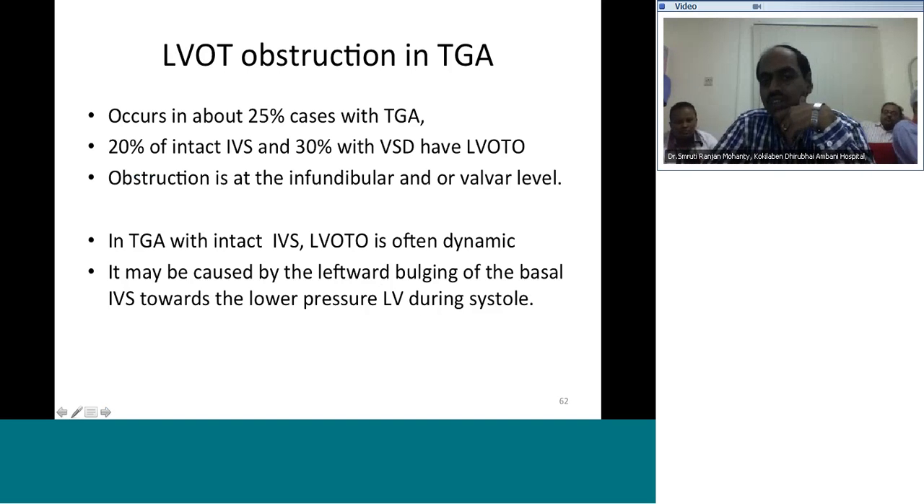In TGA with intact ventricular septum, LVOT obstruction is often dynamic. It can either be from the systolic anterior motion of the anterior mitral leaflet, or it can be caused by leftward bulging of the basal interventricular septum due to the lower pressure of LV.